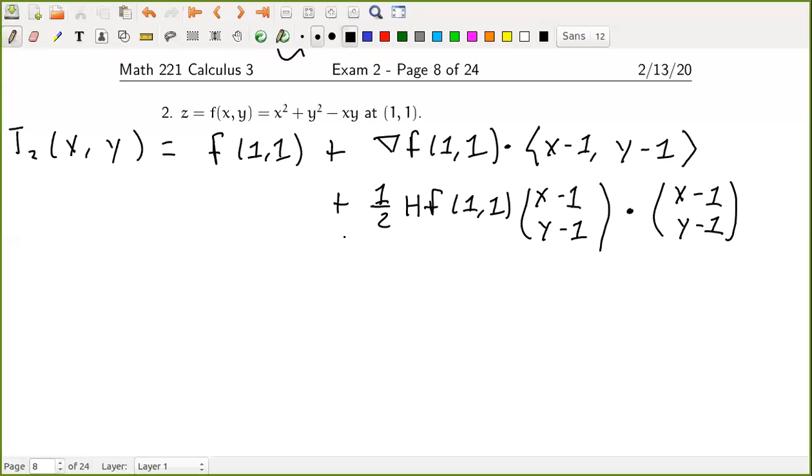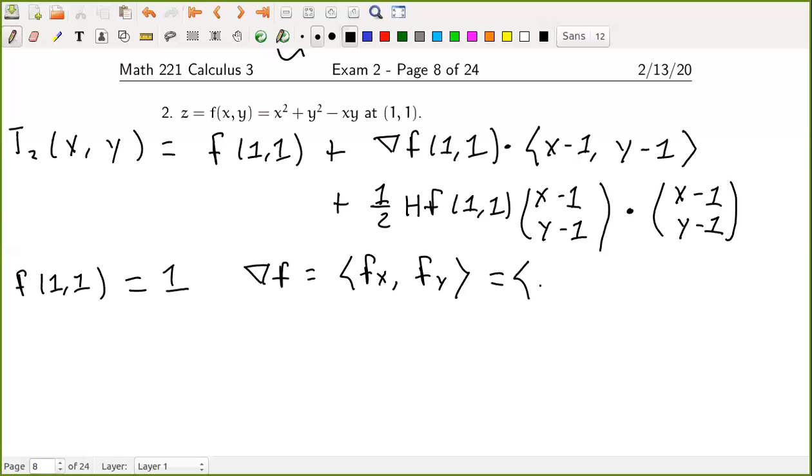Okay, so that's what it is. Now we just need to fill in all of this stuff. So let's first compute f of (1, 1). Well, I just plug in x and y both equal to 1. So this is 1 plus 1 minus 1, so this is 1. The gradient of f, remember, is (fx, fy). We computed this in a previous problem. So this is 2x minus y, and then 2y minus x.